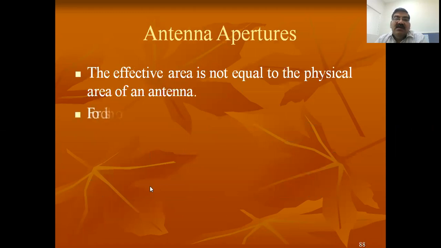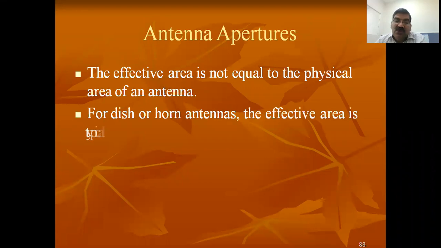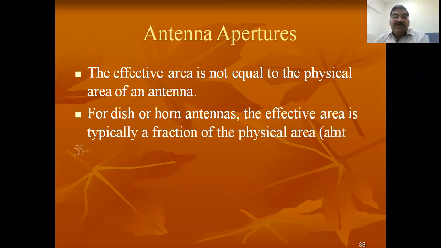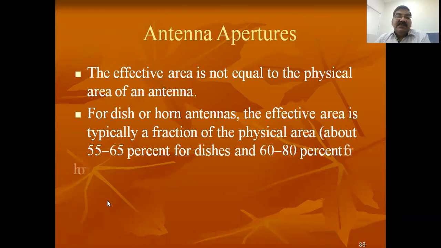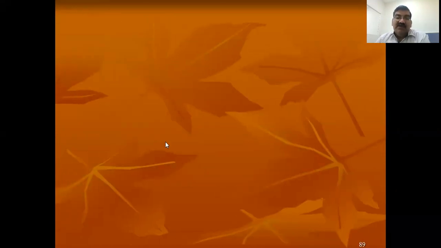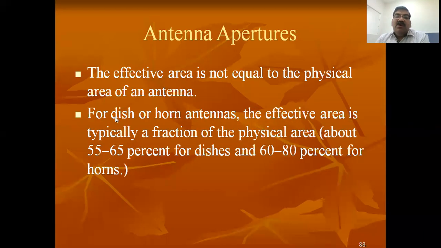The effective area is not equal to the physical area of the antenna. As I told you previously, the effective area is lesser than the physical area. So how much lesser? That is mentioned in the next statement. For a dish or a horn antenna, the effective area is a typical fraction of the physical area: 55 to 65% for a dish and 60 to 80% for a horn. The horn antenna is considered the best, having an effective aperture area of 60 to 80%, and the dish antenna is also considered good, at 55 to 60%. All others are lesser than this. So you can imagine how much scattering and re-radiation there is.